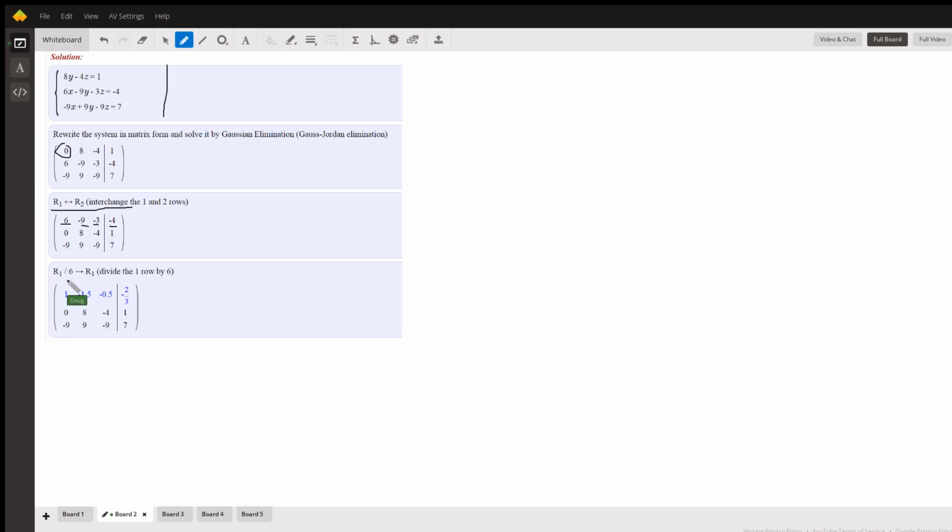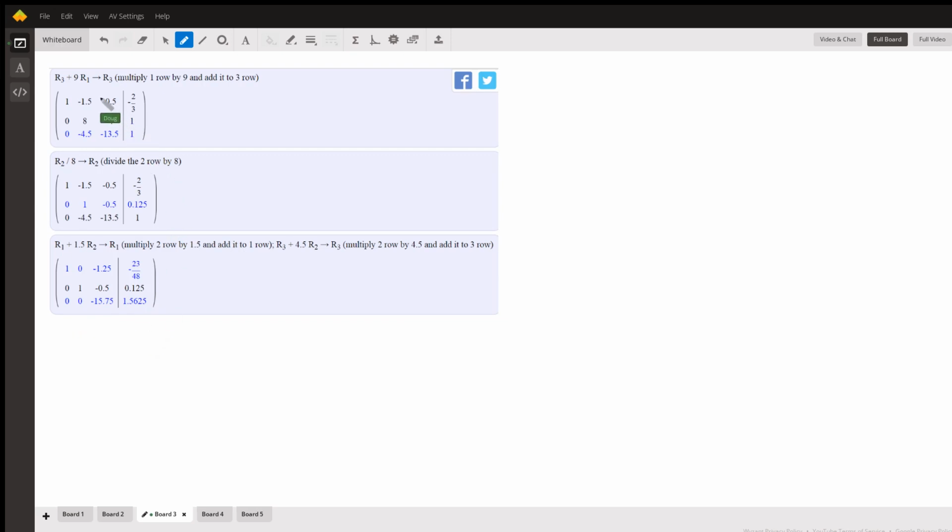And then once you've got that, you can get zeros in this column by multiplying the first row by whatever the opposite of this is, and then adding to the next row. And here's what that looks like. So they multiplied 9 times row 1 and added it to row 3 and put it in row 3. That's the result. And now we'd like to get 1 in this element. So we divide by 8. That's what happened here. Every element got divided by 8.